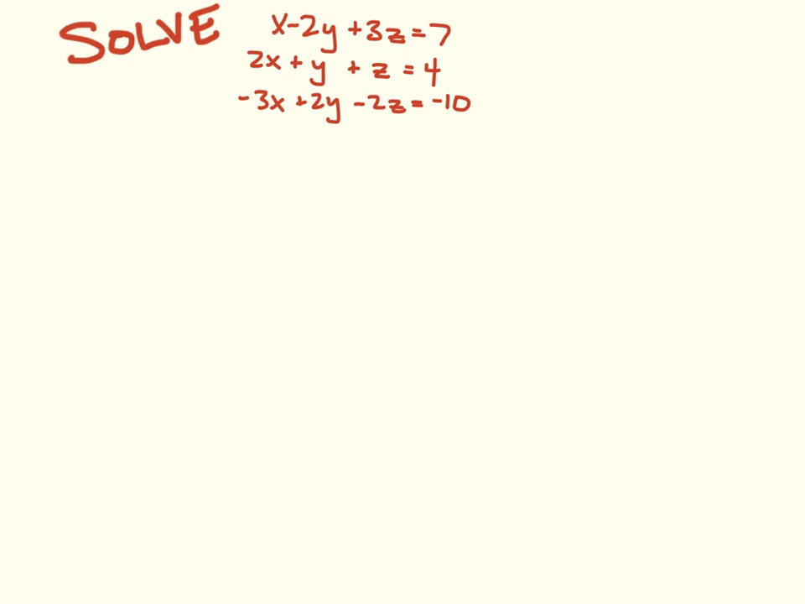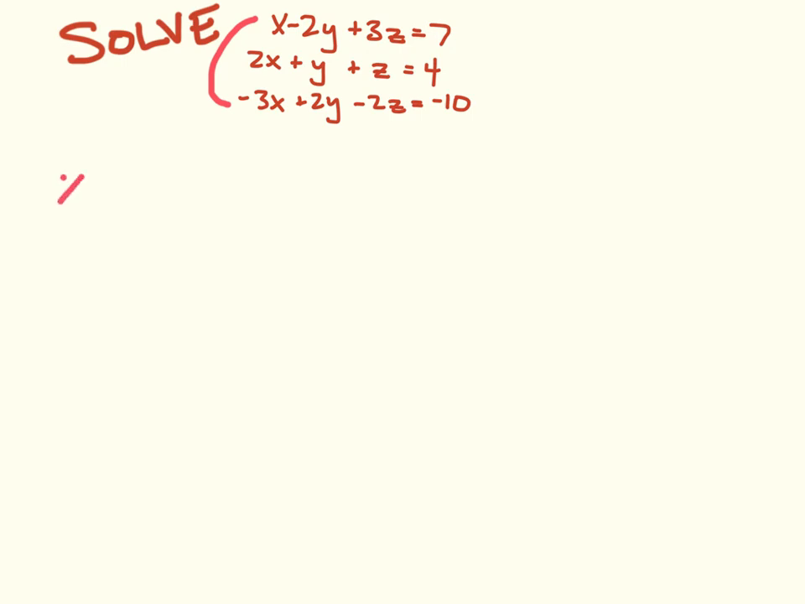All right, now let's try it one more time with a more challenging problem. So the first step is just to choose any two equations and eliminate one of the variables. Right off the bat, I can see that if I choose these two equations, the y's are going to eliminate. Now, I realize in both of these examples we've eliminated the y's. That does not have to be the case.